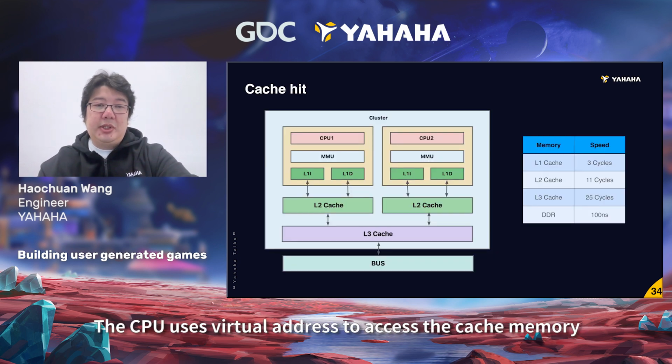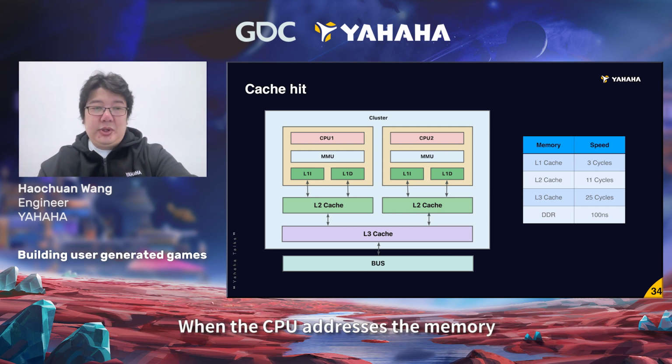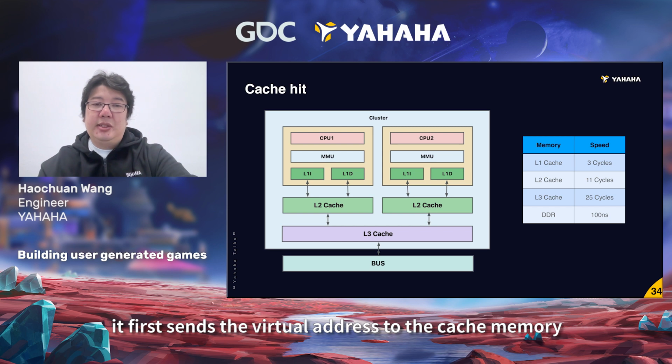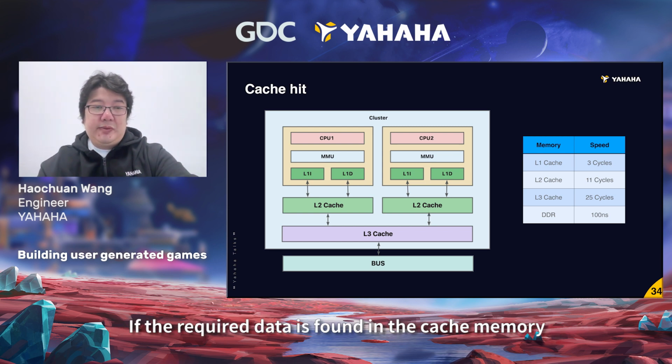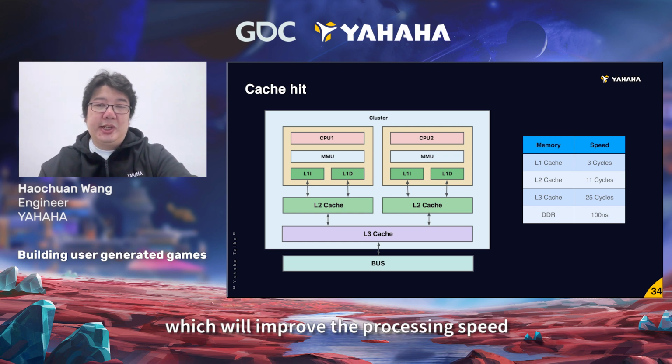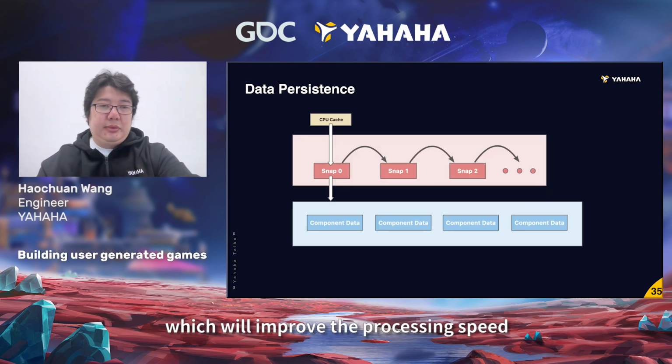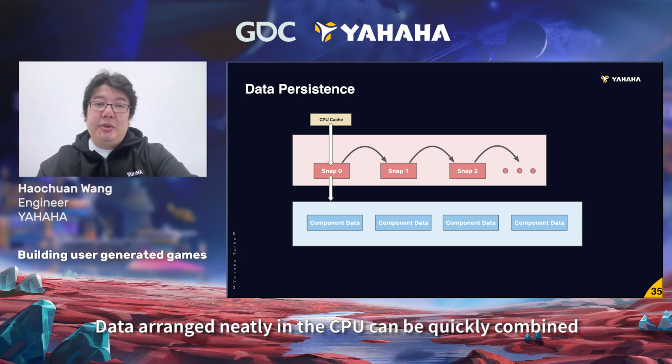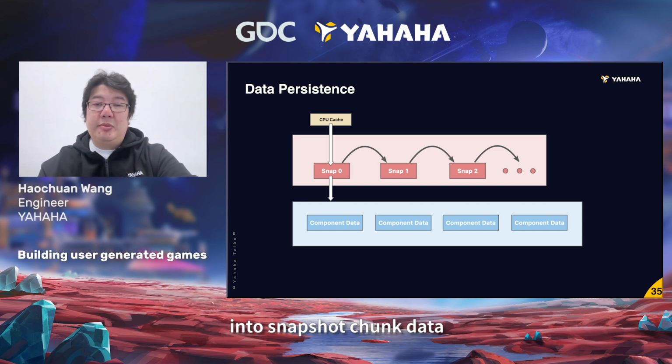The CPU uses the virtual address to access the cache memory. When the CPU addresses the memory, it first sends the virtual address to the cache memory. If the required data is found in the cache memory, the CPU will not access the TLB and DDR, which will improve the processing speed. Data arranged neatly in the CPU can be quickly combined into snapshot chunk data during the game process.